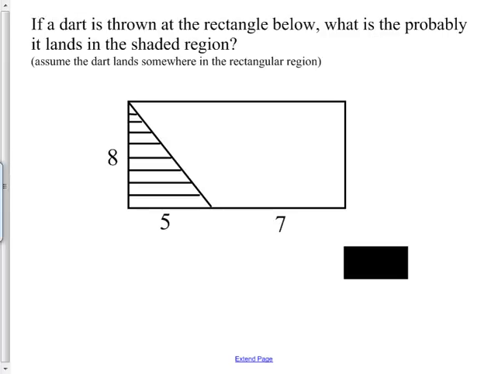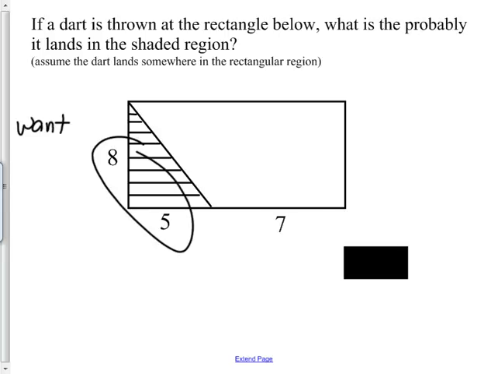Look at this one. This is called area model of multiplication. So, area model of probability, actually. We are going to use multiplication. Probability that you land somewhere in the shaded region. What you want is to be in there.